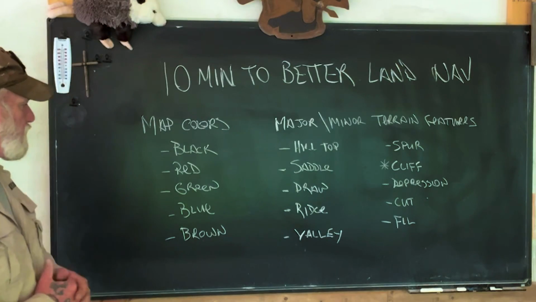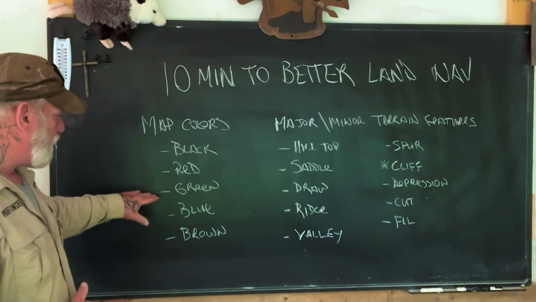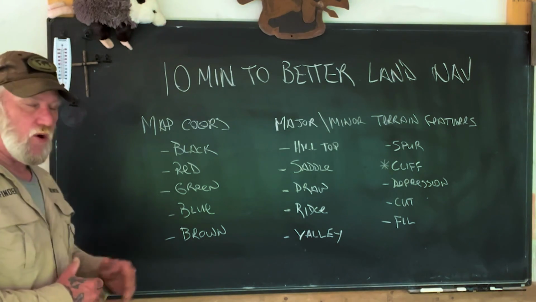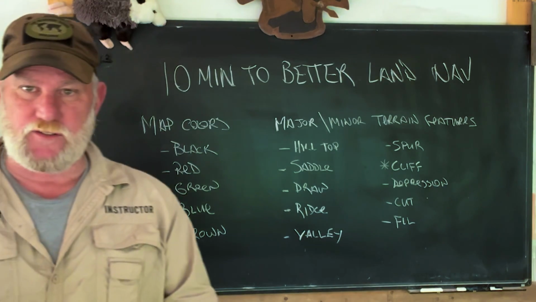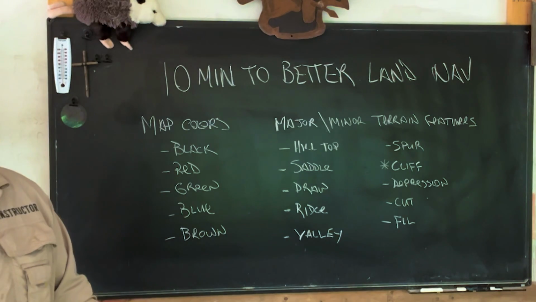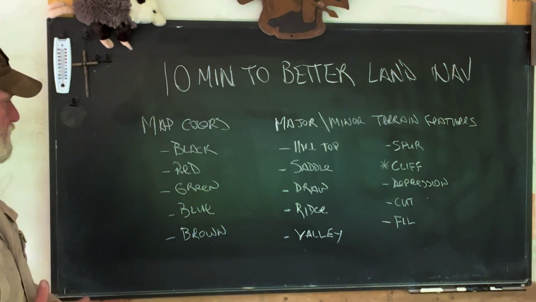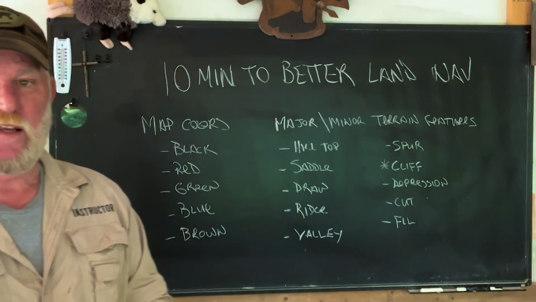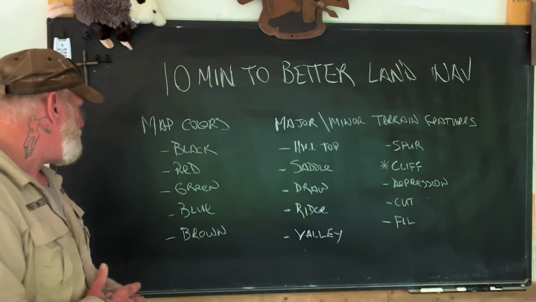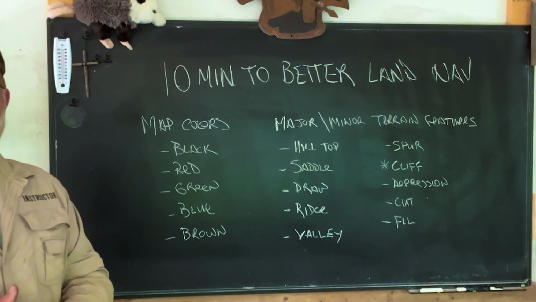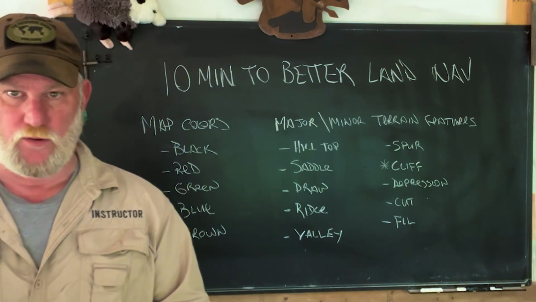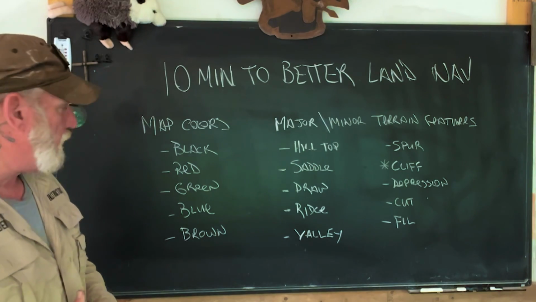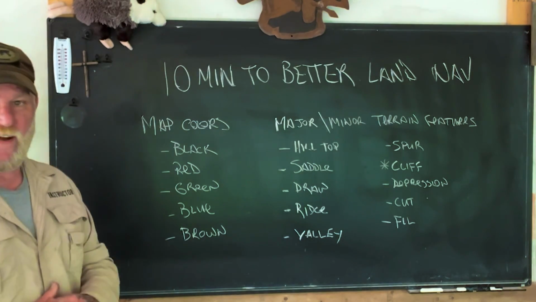So our map colors are black, red, green, blue, and brown. Black is going to denote buildings and structures that are man-made. It can also be unimproved roads and trails, and things like that can be annotated in black. Red is generally going to be some type of an improved road or a highway, depending on how it's depicted on the map. Green is going to be vegetation.